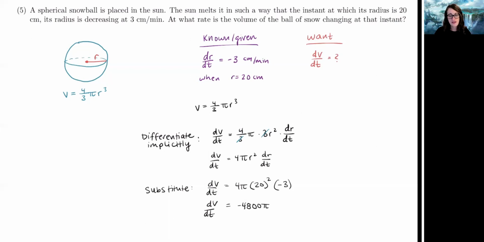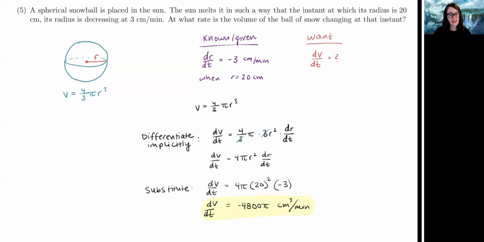Now the units of this volume is a cubic measure because it's 3D. So if radius is in centimeters, when you cube radius, you'll get centimeters cubed. And then the time is in minutes. So that'll be cubic centimeters per minute. This is a huge snowball, I think. That started off really large. It's losing a lot of volume every minute, but that's what the math says, so that's what we'll go with.